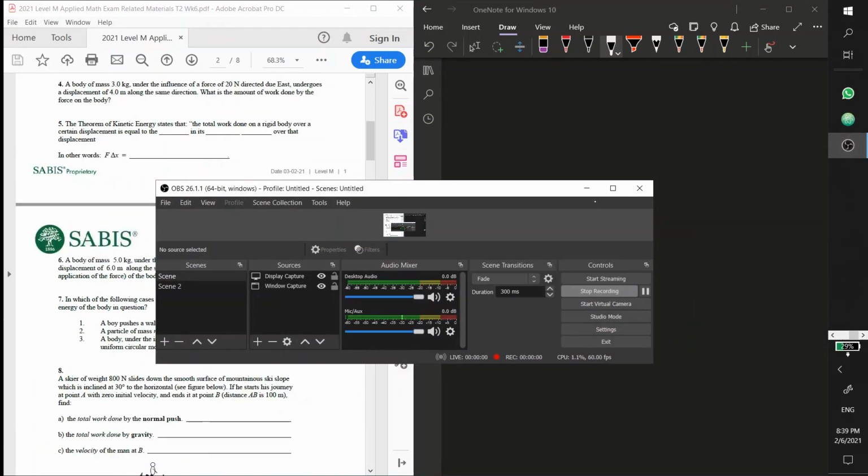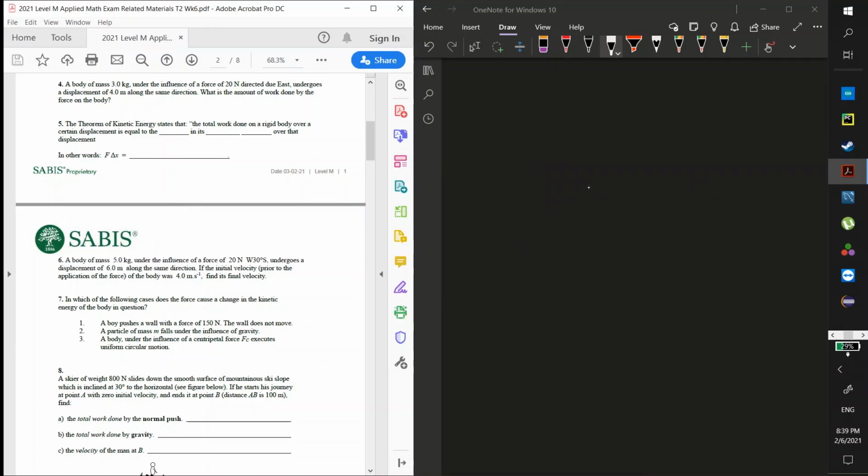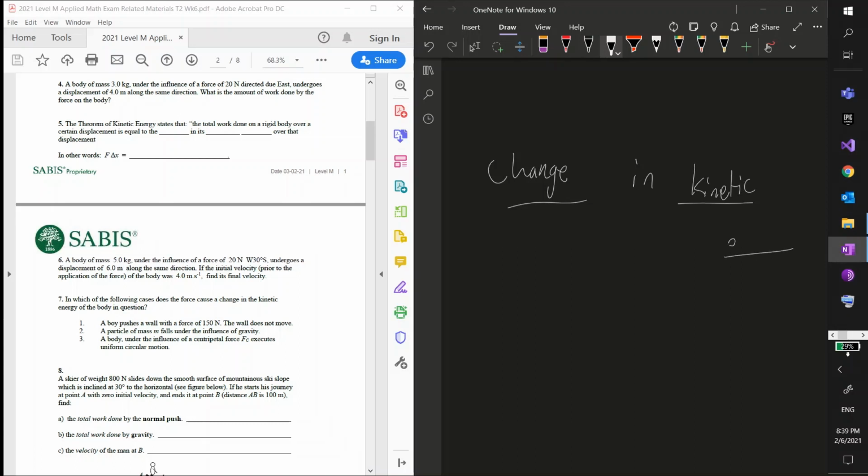Okay, so question 5, the theorem of kinetic energy states that the total work on a body over displacement is equal to the change in its kinetic energy. That's the third blank. In other words, F delta x, force by displacement, which is your work, is equal to, now force by displacement here, they mean force multiplied by cosine theta multiplied by displacement. Displacement is a vector quantity, so they don't need to put cosine here, okay?